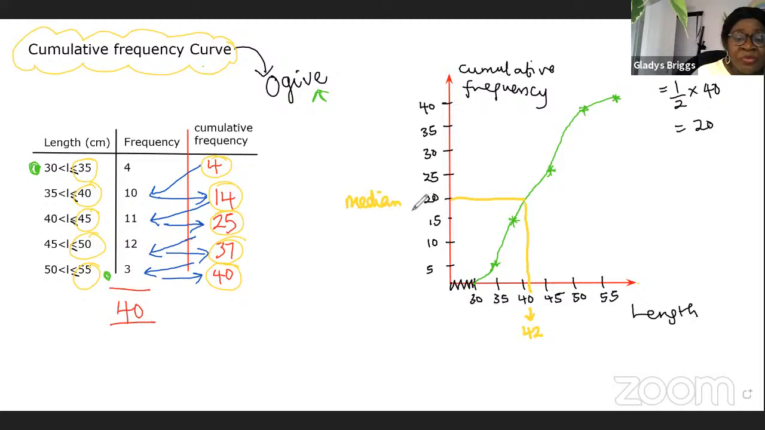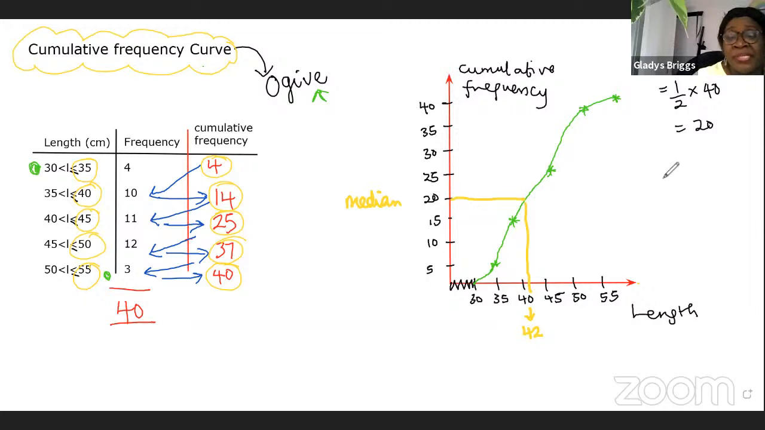So notice that I'm not reading it off here, but I'm reading it down here on my data. Lots of people make that mistake. They get the answer, they say the median is 20. It's not 20. You have to follow that to the graph and come all the way down and read it off the data.